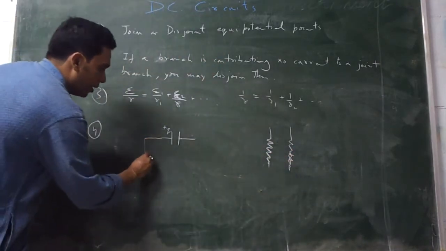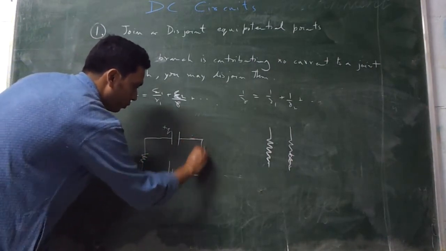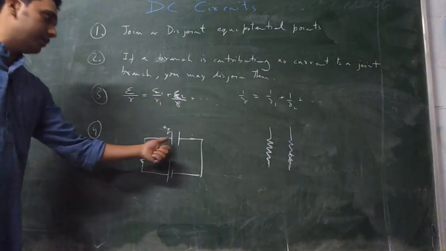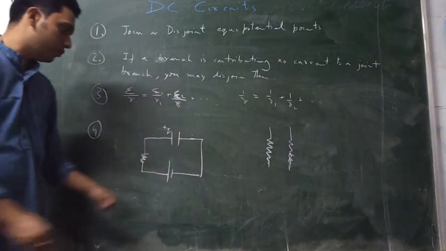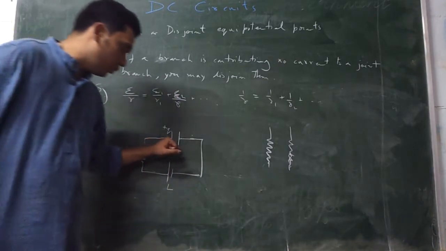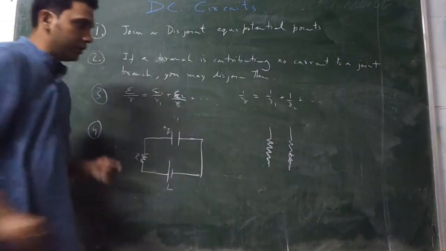And suppose you have a V volt battery. When you start charging, the current is as if this resistance is 0, it will be fully V by R will be the initial current, and when it is fully charged there will be no current. This potential difference will be same as that potential difference, that you know.